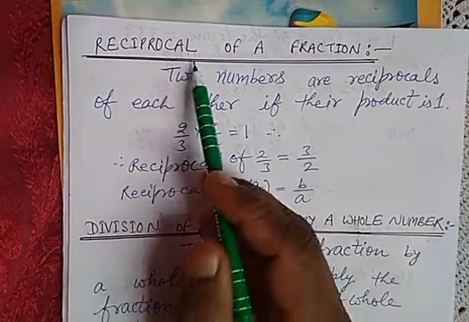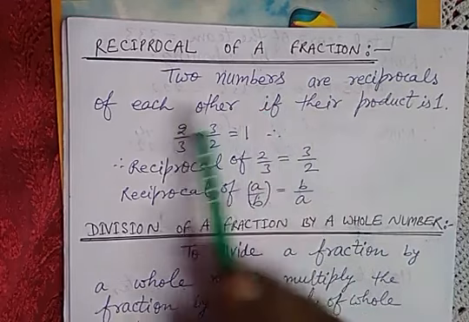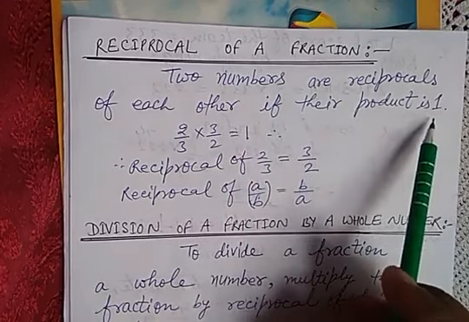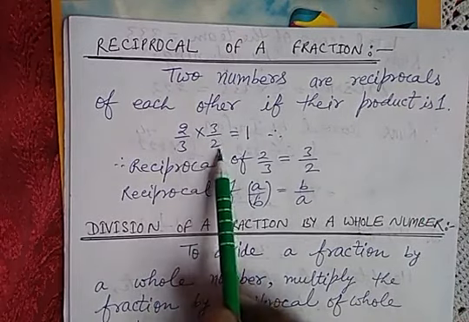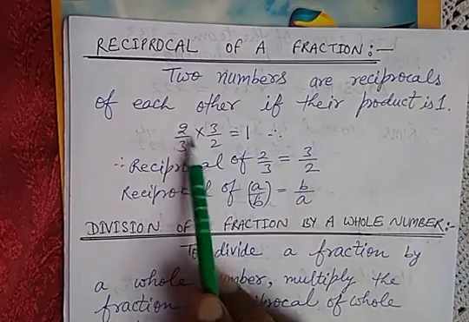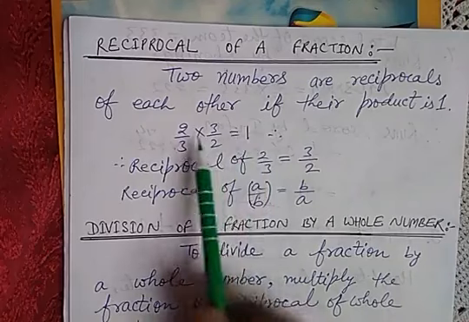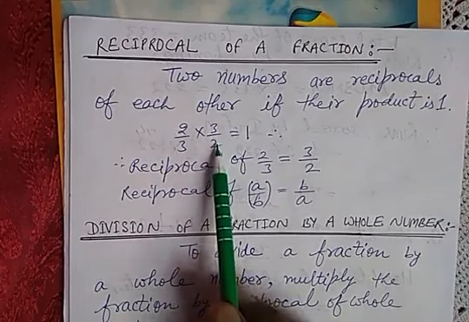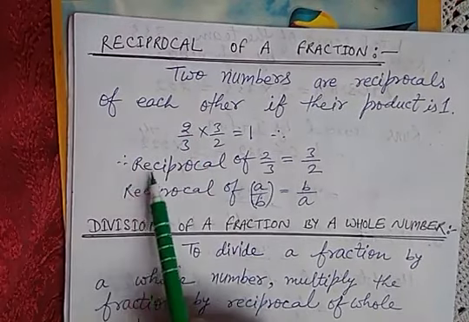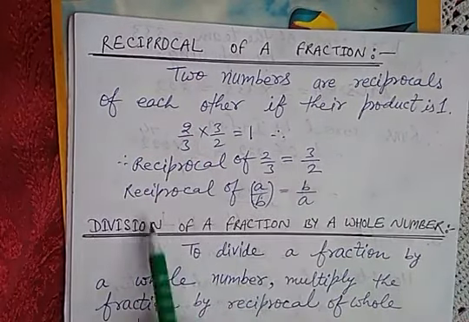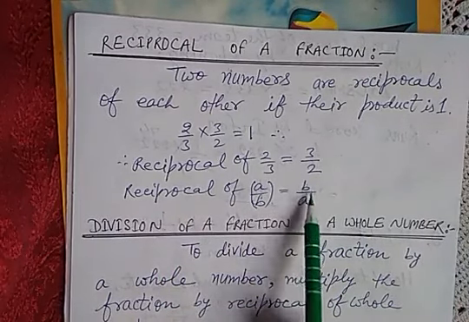Now, the reciprocal of a fraction. Two numbers are reciprocals of each other if their product is 1. For example, 2 upon 3 into 3 by 2 is equal to 1, as 2 divided by 2 is 1, and 3 divided by 3 is 1. So the reciprocal of 2 upon 3 is 3 by 2, and the reciprocal of 3 by 2 is 2 by 3. In this way, the reciprocal of a fraction a upon b is equal to b upon a.